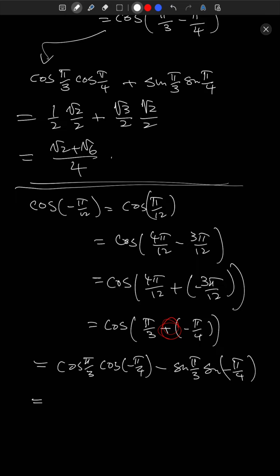And so if we finish this off, it's of course going to give us the same answer. Cosine pi over 3 is 1/2. Cosine of minus pi over 4, cosine is even, so root 2 over 2. And then here, the minus sign is going to pull out because it's a sine. And then we get root 3 over 2, root 2 over 2. Of course, we get the same answer.